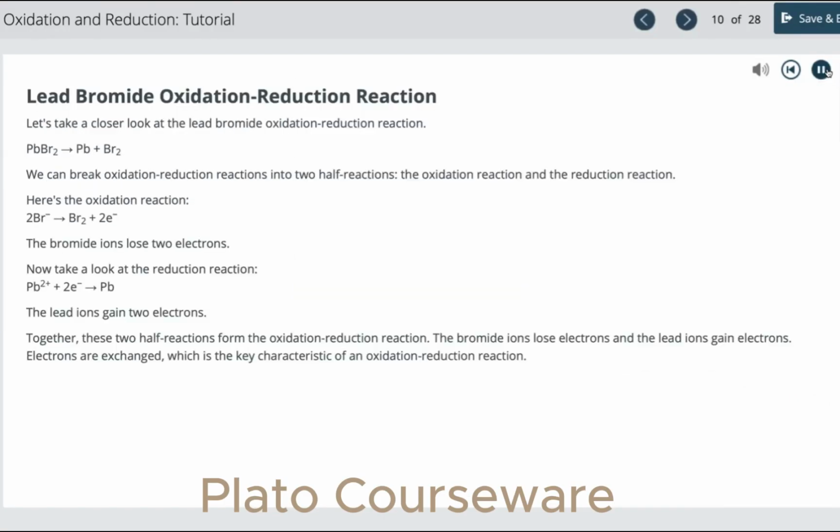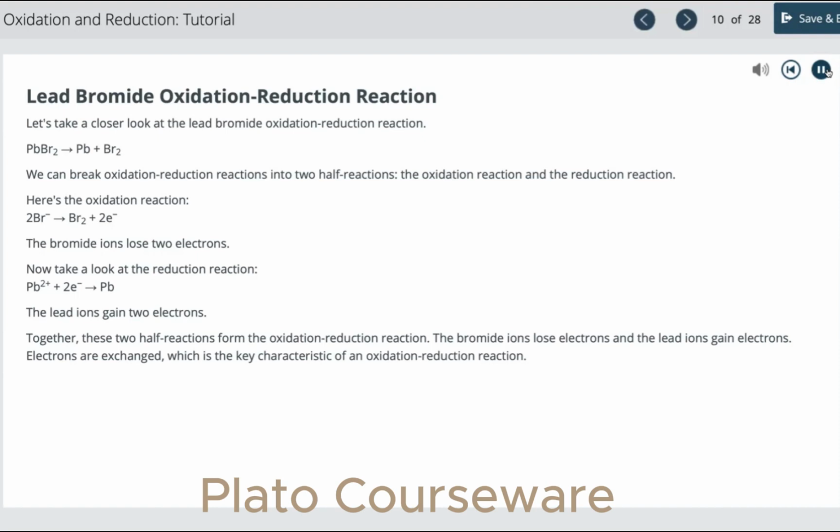Lead bromide oxidation-reduction reaction. Let's take a closer look at the lead bromide oxidation-reduction reaction. PbBr2 yields Pb plus Br2. We can break oxidation-reduction reactions into two half reactions, the oxidation reaction and the reduction reaction. Here's the oxidation reaction. 2Br minus yields Br2 plus 2e minus. The bromide ions lose 2 electrons.